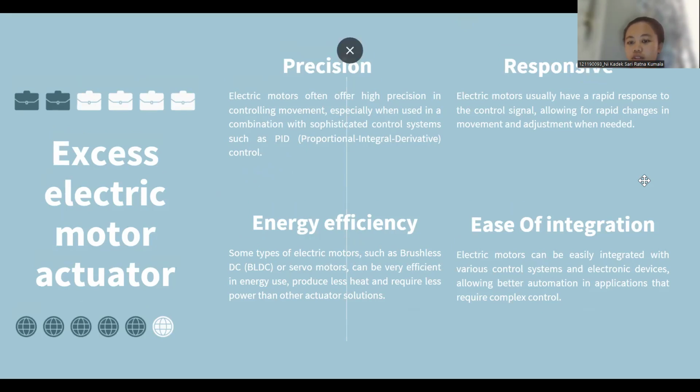Next is responsiveness. Electric motors usually have a rapid response to the control signal, allowing for rapid change in movement and adjustment when needed. And last, ease of integration. Electric motors can be easily integrated with various control systems and electronic devices, allowing better automation in applications that require complex control.